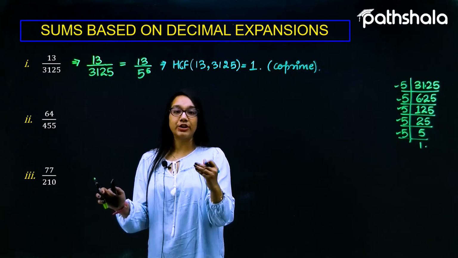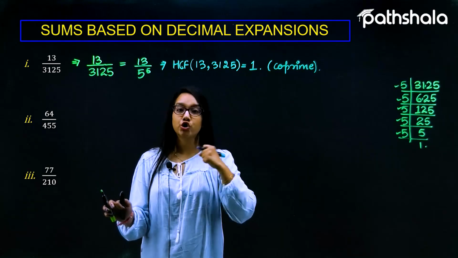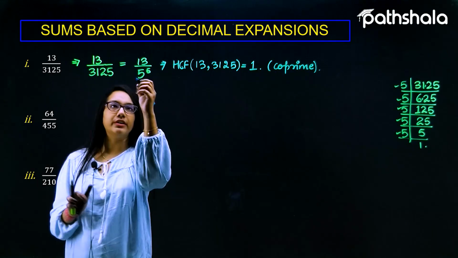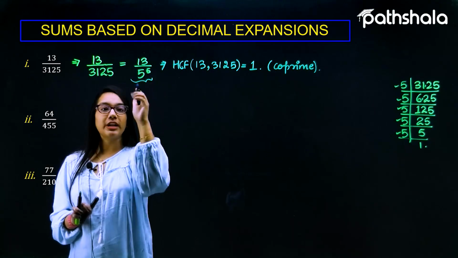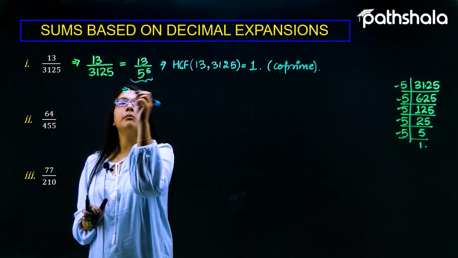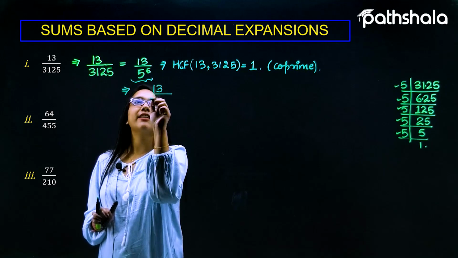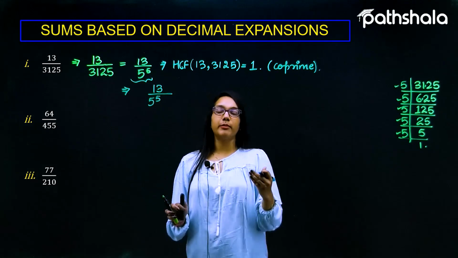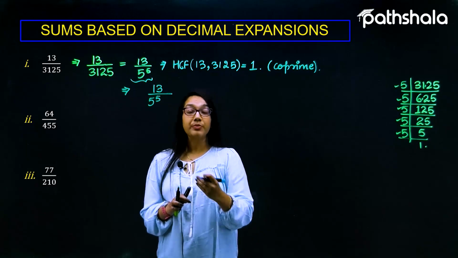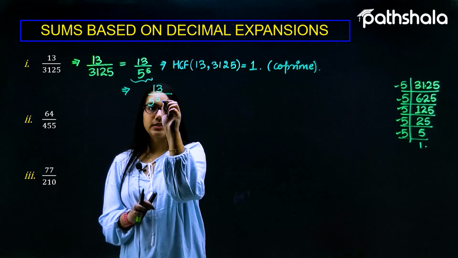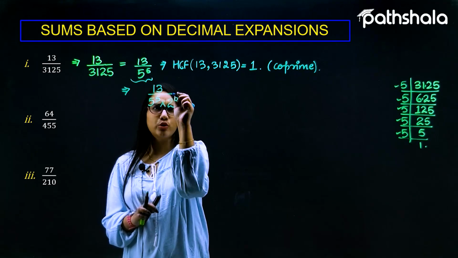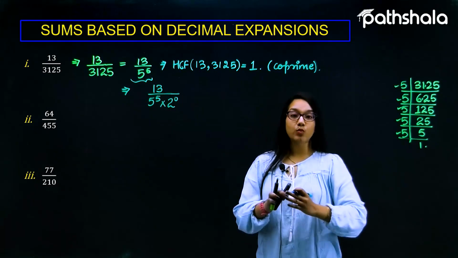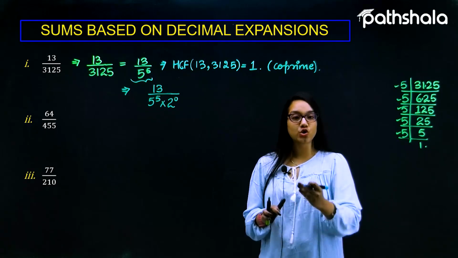Let's move on to the second condition. The second condition says that the denominator should be of the type 2 raised to the power m into 5 raised to the power n. So let's see the denominator. This number can be expressed as 13 by 5 raised to the power 5. So we have the number 5 with the power 5, but we don't have the number 2 over here. So I'll write it as into 2 raised to the power 0. As we know, 2 raised to the power 0 is nothing but 1, so we can express 1 as 2 raised to the power 0.